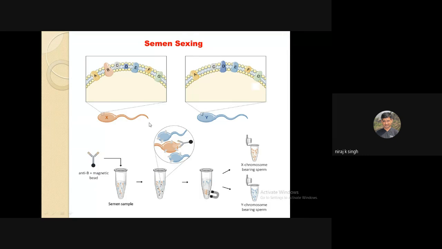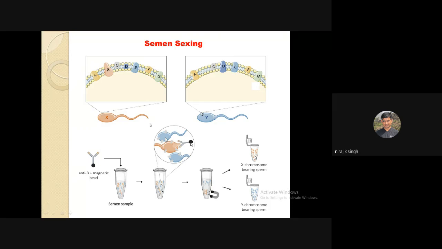With the help of biotechnological interventions, we can segregate the sperm for male as well as female. So after sperm sexing, we can separate the sperm which can produce only female calves. Semen sexing can be achieved by MACS. This picture represents MACS, magnetic assisted cell sorting. Other techniques are also there, like flow cytometer and density gradient.